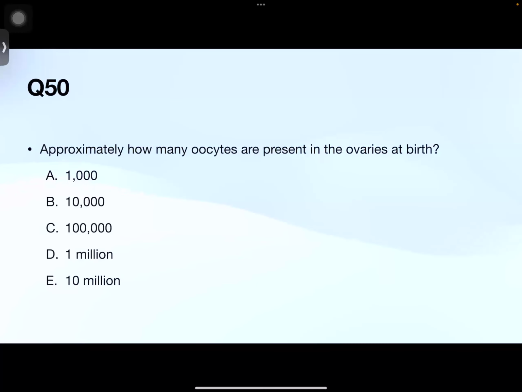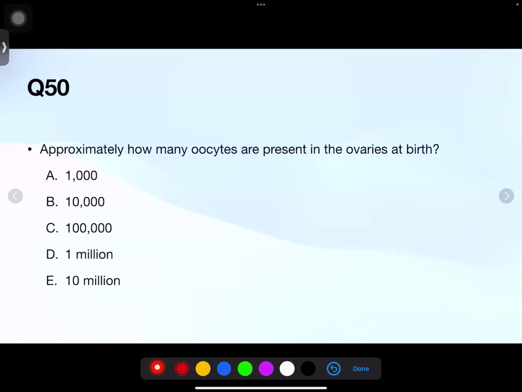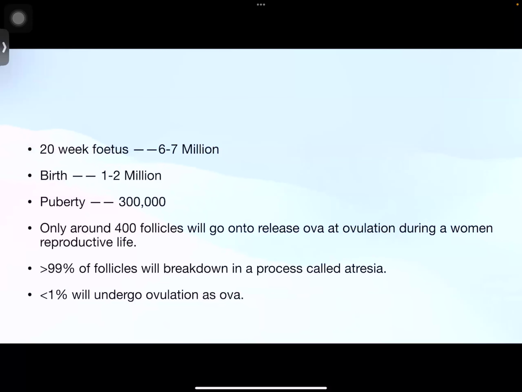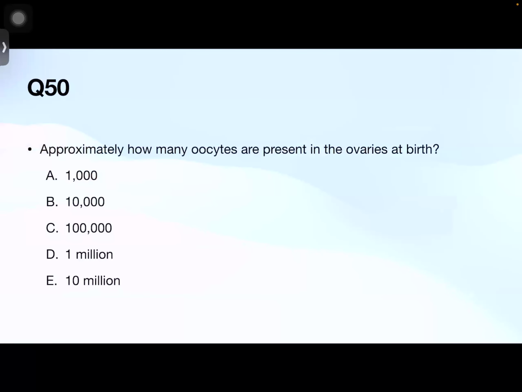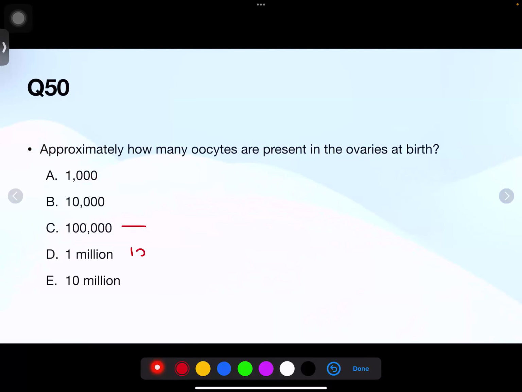Okay, so approximately how many oocytes are present in the ovaries at birth? See, is it 1 lakh, 1 million? Oh, no, it is 1 million. 1 lakh is 5 zeros, 1 million is 10 lakh.